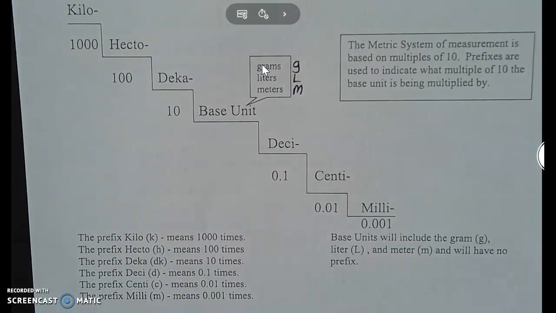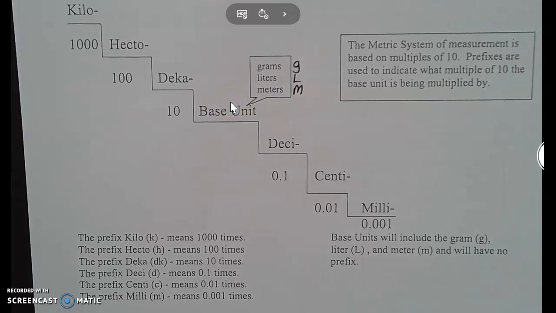Okay. Now, once you understand that, the rest of it is just prefixes, so what goes in front of those base units. So you can have kilograms, hectograms, decagrams. If it's a base unit, it's just grams. You could have decigrams, centigrams, and milligrams, which all mean a few different things. Same thing with liters and meters. You can have kilometers, centimeters, millimeters, okay? And these are all just the multiples of 10 based on the prefix of that base unit.